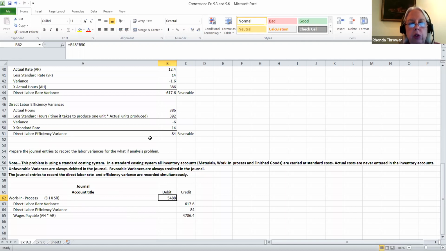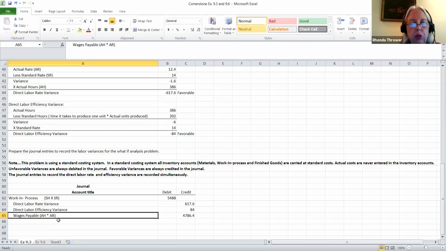Your direct labor efficiency variance was also favorable, so we credit it in the journal also. And then our wages payable would be credited for the actual hours times the actual rate. This is a liability account. It's always got to be placed on the books at what actually happened. You don't use budgeted amounts for liabilities. You get in trouble by doing that.